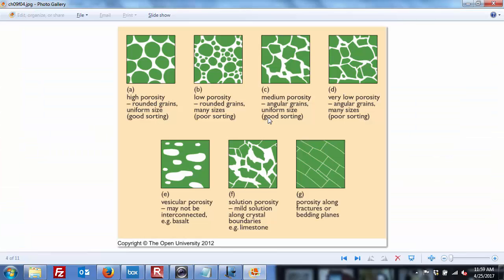Let's just take a quick peek at Darcy's law, because that's what governs how water flows through different media.